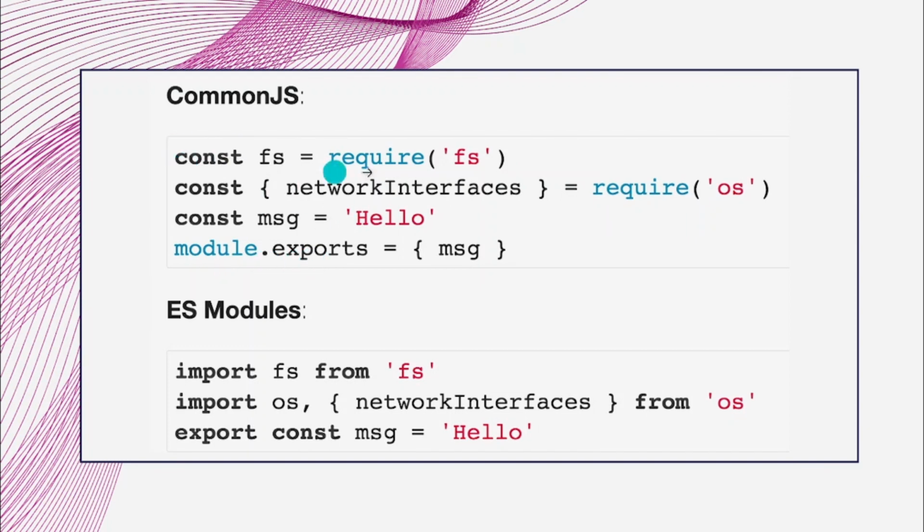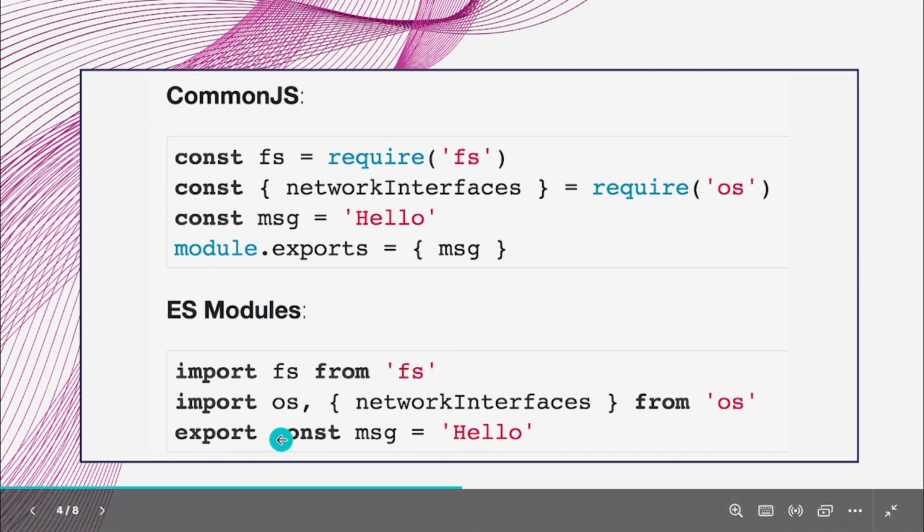From this code, we could realize we are importing the file system, and we are also importing the operating system. And here we are sending a message. This message we are exporting, so this message will be available and can be imported in different code and used. Okay, so for now, just know that CommonJS uses require to import and uses module.exports to export code. With ES modules, it uses import to import the modules and it uses export to export modules.